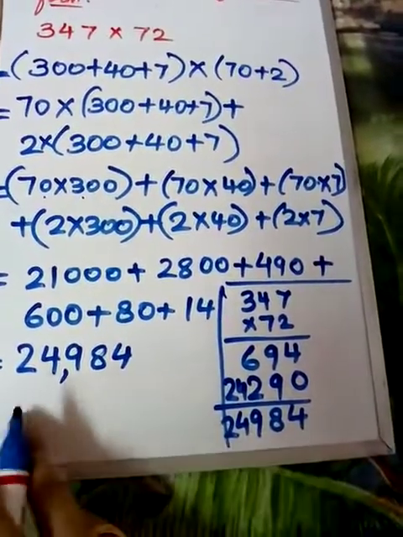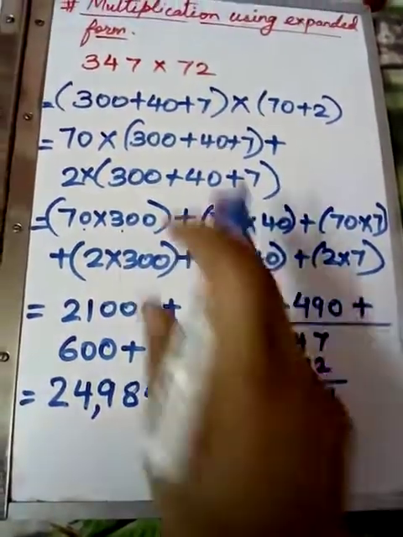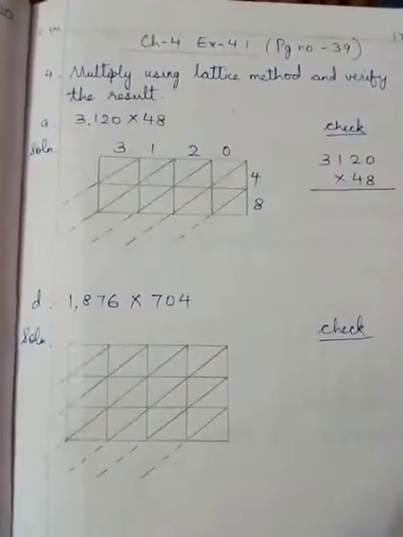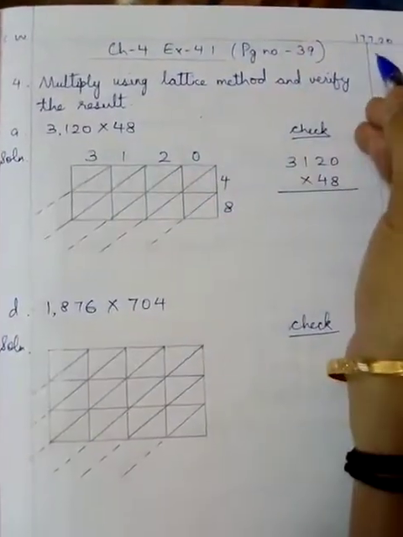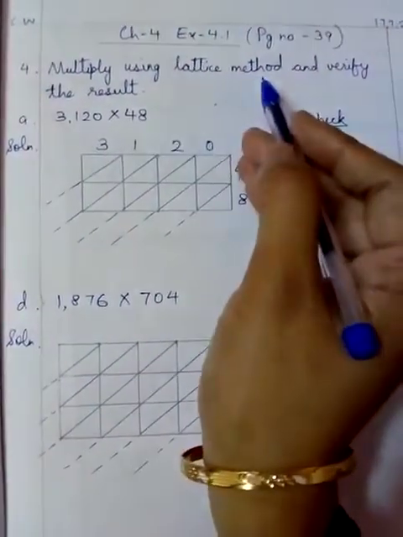See, the answer is matching, 24,984, and this is the same answer. That means our expanded multiplication is correct. Now I will show you the notebook work. Now check out how you will do this exercise in the copy. Mention the date, classwork, mention the exercise. It is on page number 39. Question number 4 is related to the lattice method.